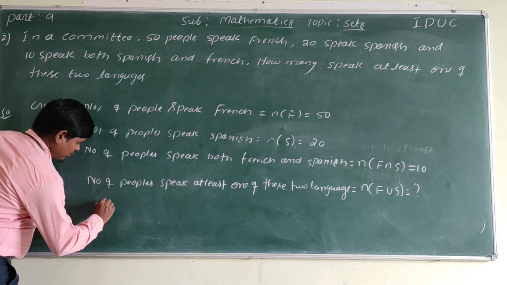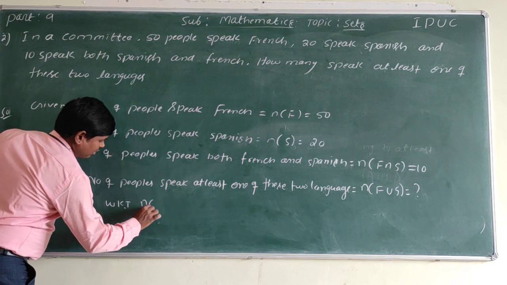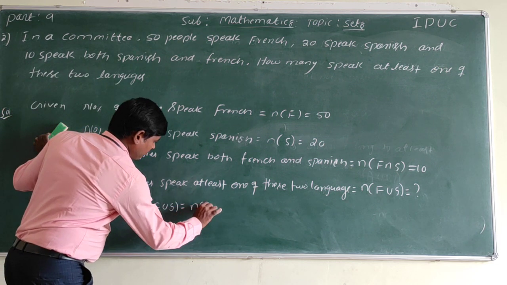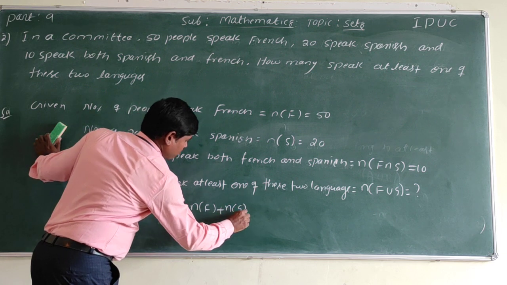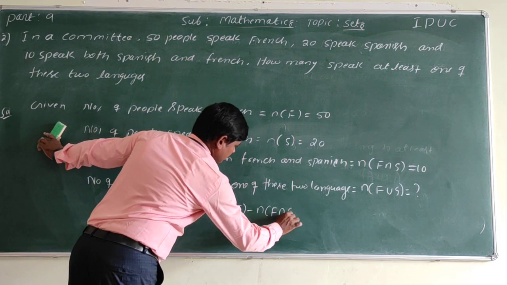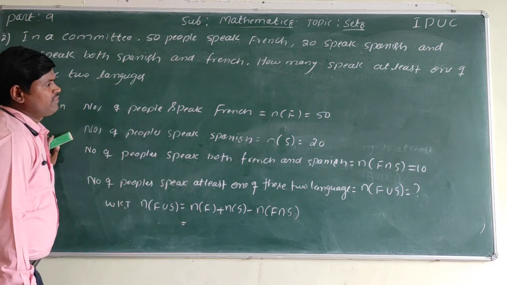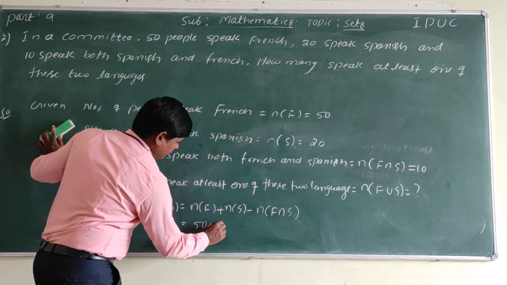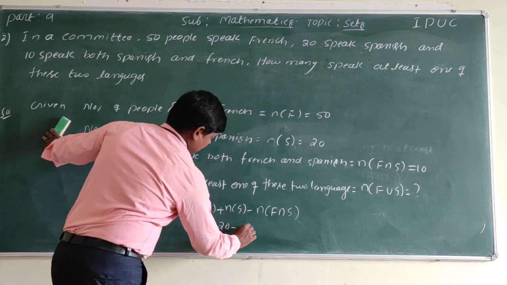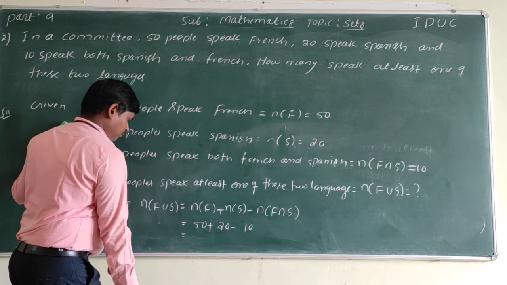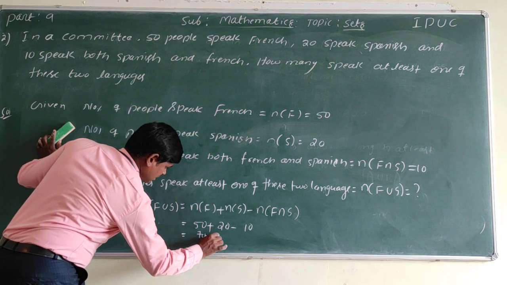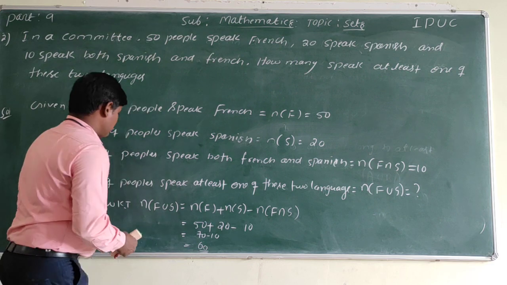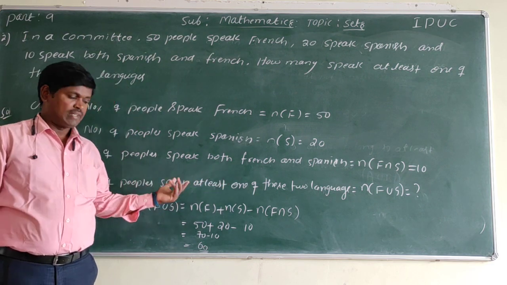So we know that n of F union S is n of F plus n of S minus n of F intersection S. N of F is the number of people, that is 50, plus n of S is 20, minus 10. So which is equal to 70 minus 10, this is 60. That means the number of people who speak at least one of these two languages is 60.